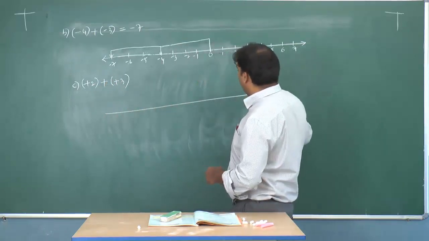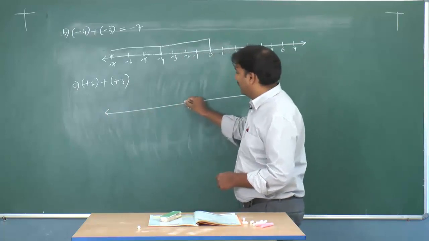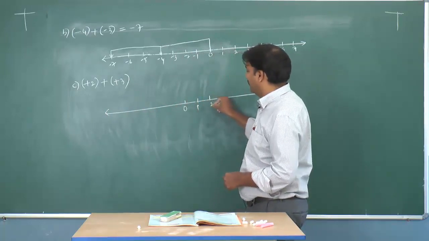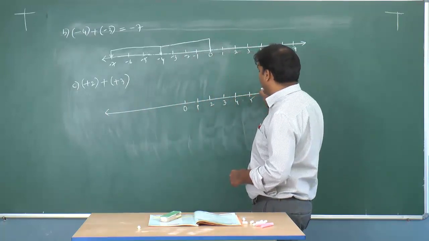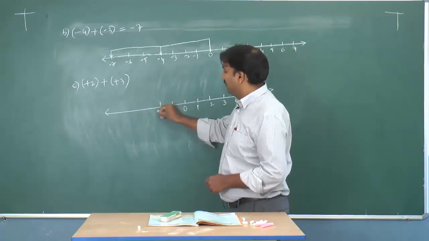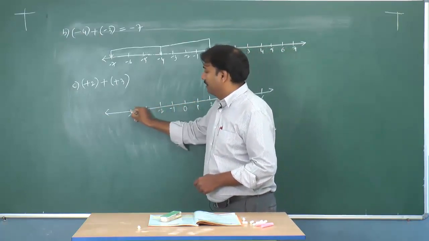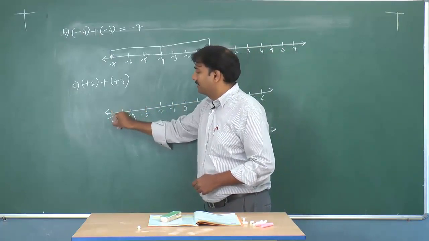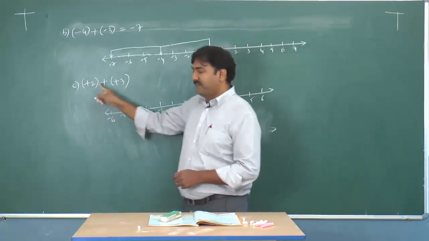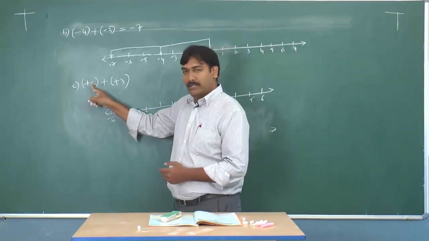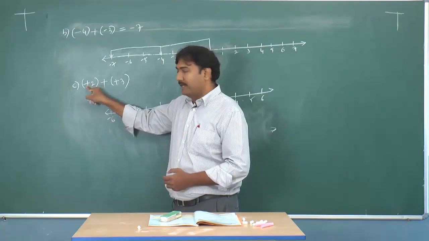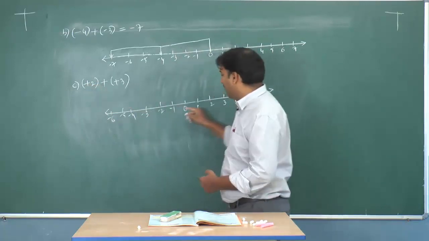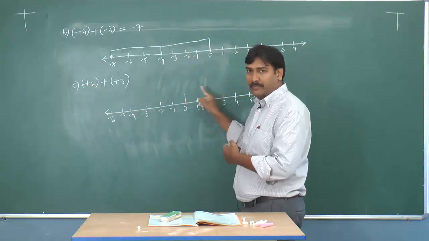Now I'll draw the number line with the numbers over it. 0, 1, 2, 3, 4, 5, 6. Minus 1, minus 2, minus 3, minus 4, minus 5, minus 6. Now I'll go with the first number. The first number here is plus 2. Here the sign is positive. That means we need to start from 0 to the positive direction. That means to the right side.